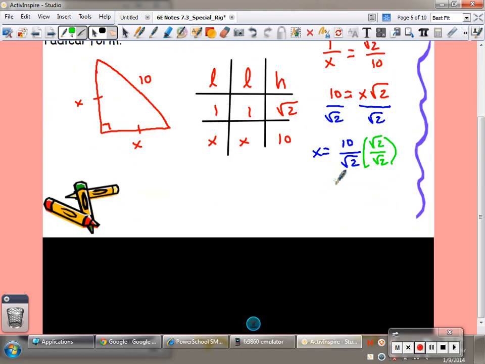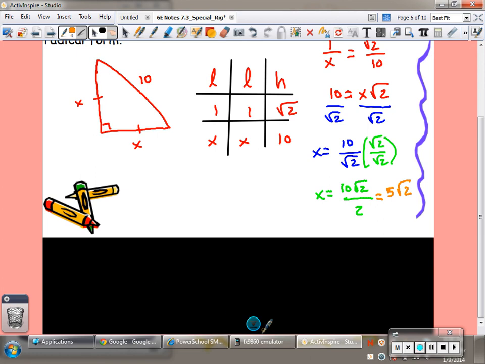Now what I have is x equals 10 times the square root of 2 over, and square root of 2 times square root of 2 is 2. One final step: because 10 is divisible by 2, I'm going to simplify one step further. 10 divided by 2 is 5, so x equals 5 times the square root of 2. And that's your answer.